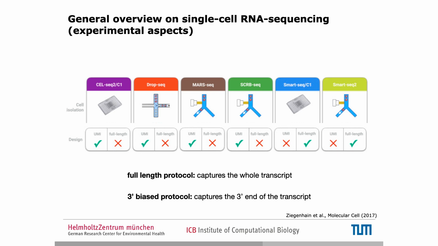The third thing that you have to take into account is if you want to use unique molecular identifiers, short UMIs. Those you can add to every molecule that you capture, and that helps you to reduce the noise in your data. Why would you like to reduce noise in the data? I show you on the next slide.